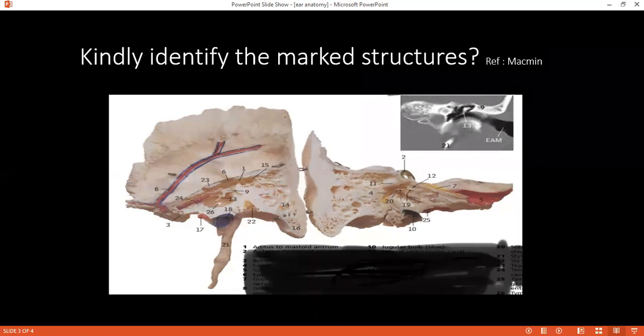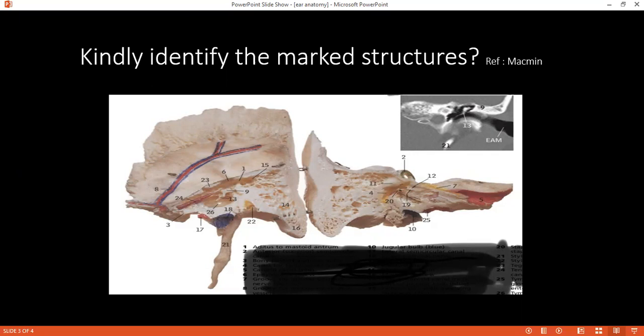The floor is formed by thin bone which separates the tympanic cavity from the superior bulb of the internal jugular vein. Very good. The anterior wall is the thin bone which separates the tympanic cavity from the internal carotid artery, and there are two openings, the auditory tube and the tensor tympani. The posterior wall is adjacent to the mastoid antrum superiorly and the pyramid inferiorly. The lateral wall is the tympanic membrane, and the medial wall is the lateral wall of the inner ear.